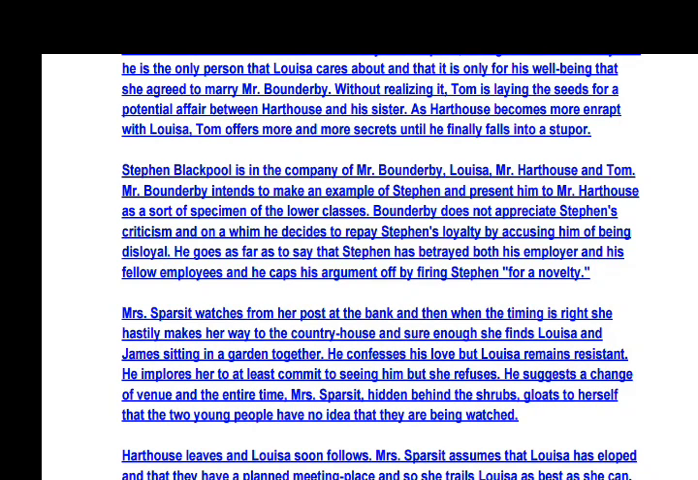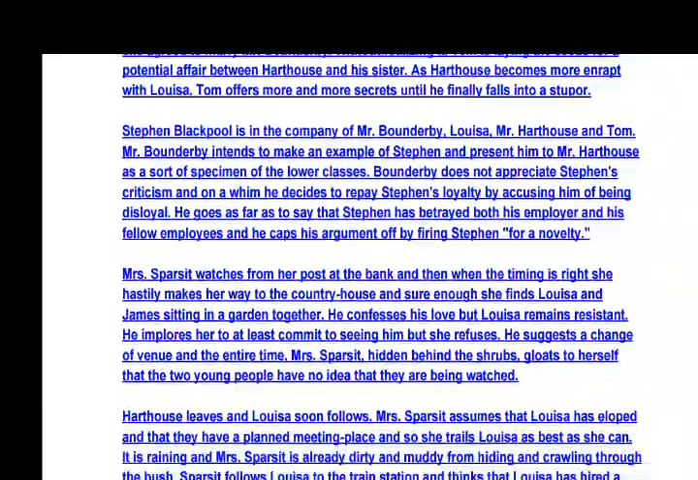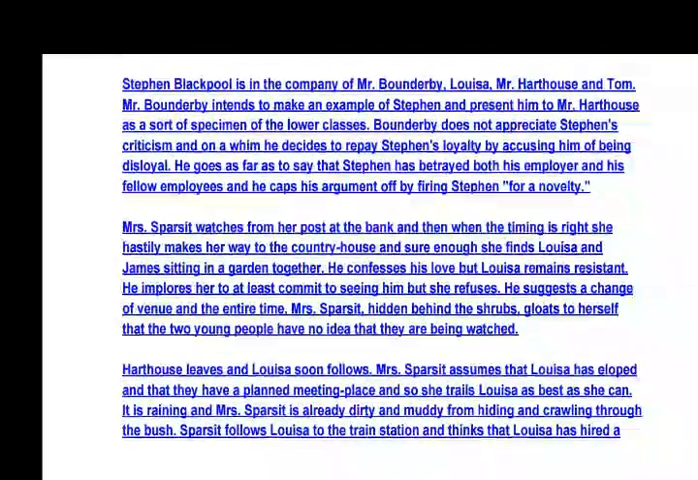Harthouse as a sort of pessimism, a sort of specimen of his lower classes. Bounderby does not appreciate Stephen's criticism, and he decides to repay Stephen's loyalty by accusing him of being disloyal. He goes as far as to say that Stephen has betrayed both his employer and his fellow employees, and he caps his argument off by firing Stephen for a novelty.